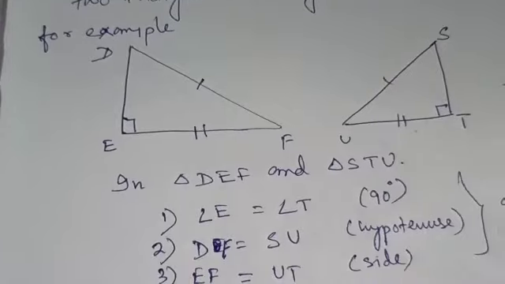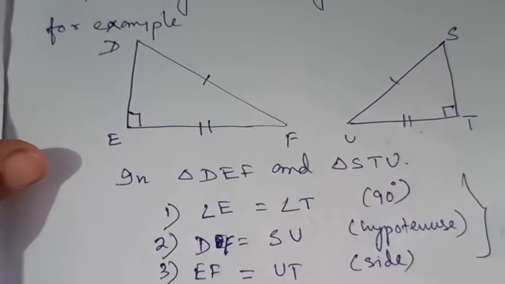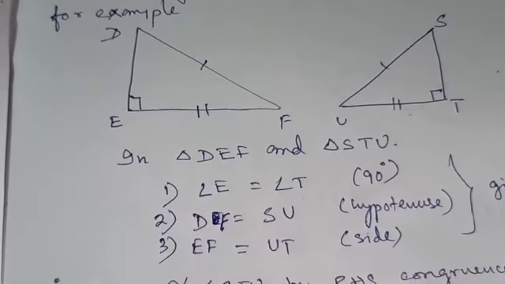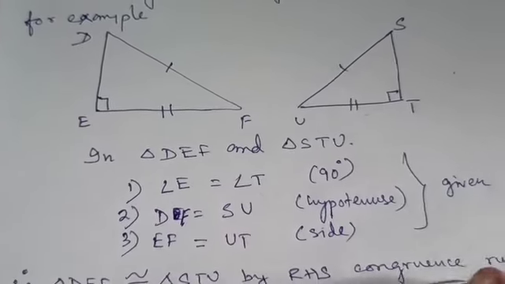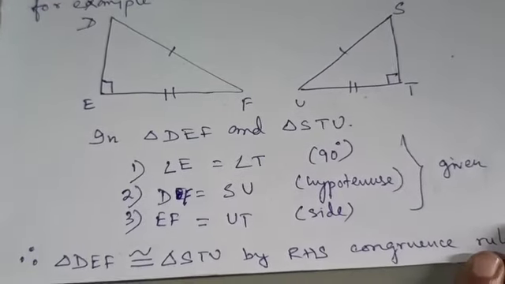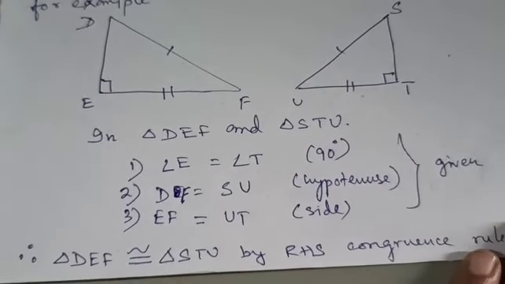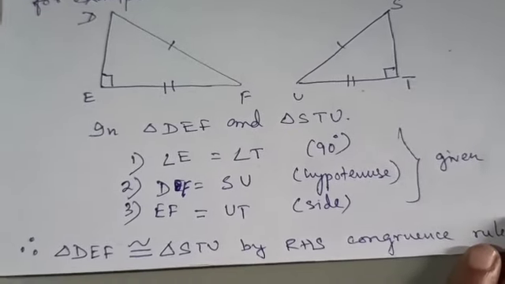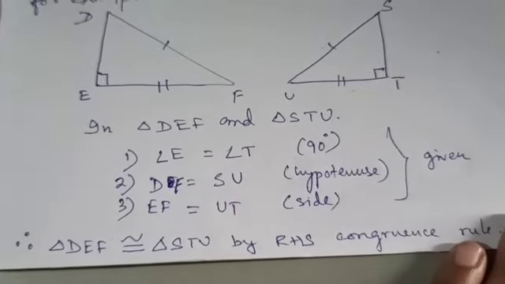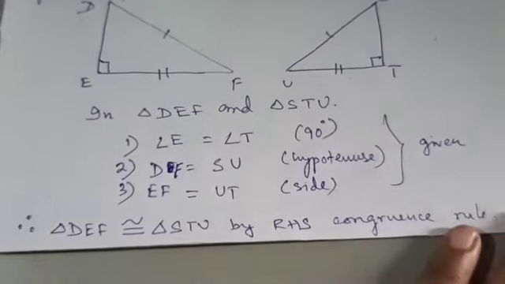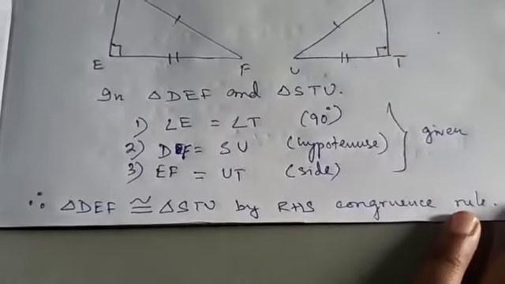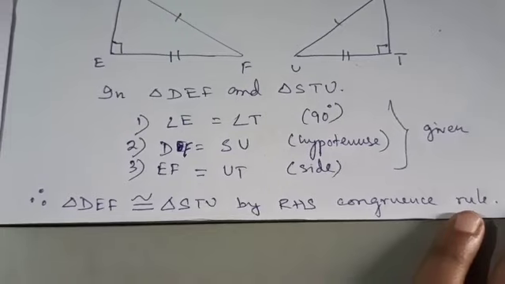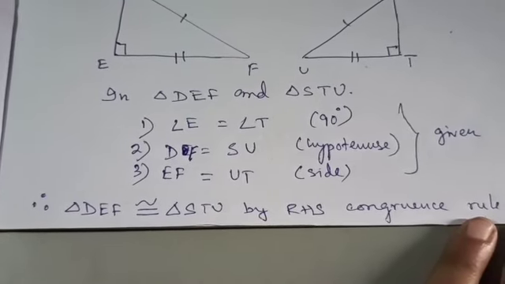So how are we going to write? We are going to write in this way. In triangle DEF and triangle STU, angle E is equal to angle T, that is your right angle, 90 degrees. Side DF is equal to SU, that is your hypotenuse, and EF is equal to UT, that is your side. So triangle DEF is congruent to triangle STU by right angle hypotenuse side, that is the RHS congruence rule.